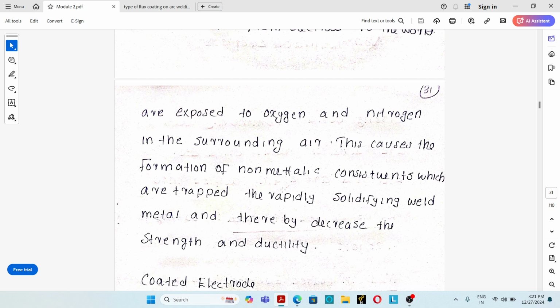When we are using a bare electrode, the electrode gets melted and the material is transferred to the molten weld pool through the welding arc. When the material is transferred through the arc, it is exposed to oxygen and nitrogen from the surrounding atmosphere, and non-metallic constituents will be formed, trapped in the rapidly solidifying weld metal, reducing the strength and ductility. So shielding gas should be provided separately. As no flux is provided over the bare electrode, we have to provide shielding gas in order to protect the weld pool from the surrounding atmosphere.